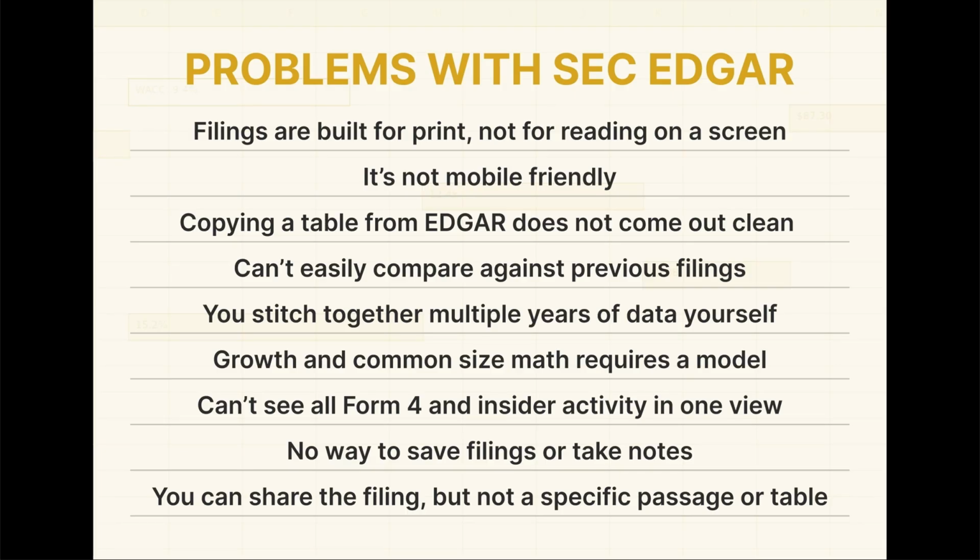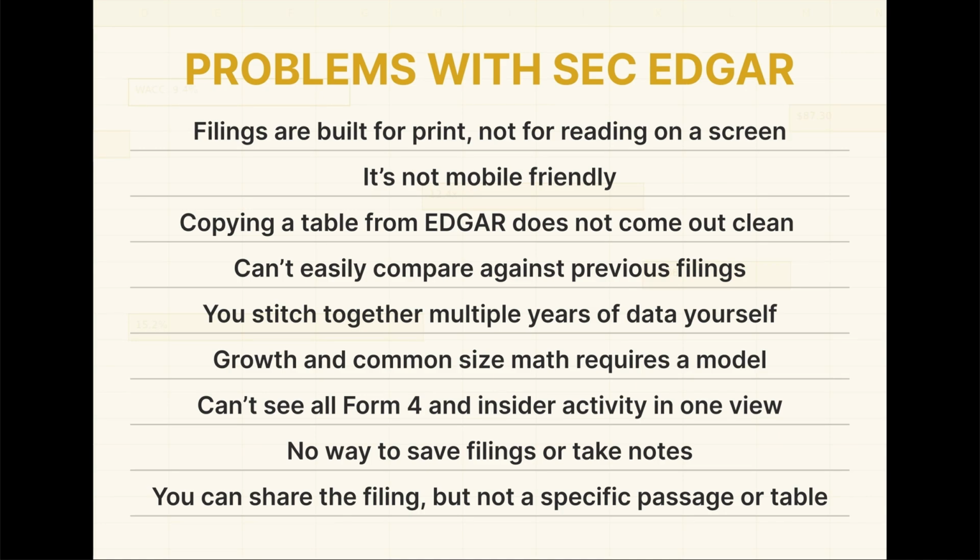Insider activity is the same story. Every trade is its own filing. So following one executive means opening dozens. And then if you find something worth keeping, there's nowhere to put it. There's no notes. There's no saved filings. And if you want to show someone what you found, you can only send the whole filing, not the passage you were reading and not the table you were looking at.